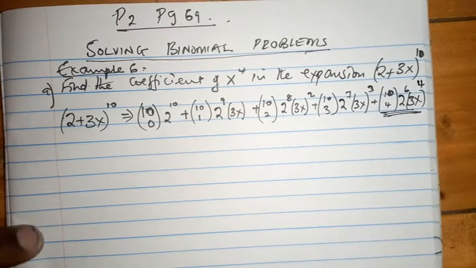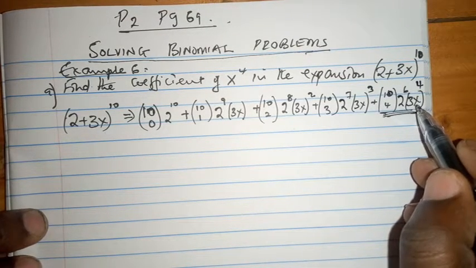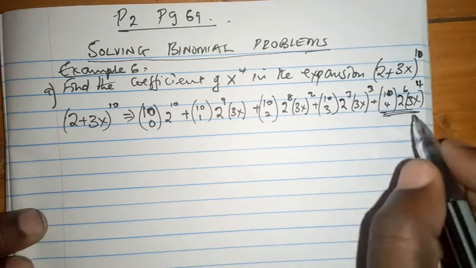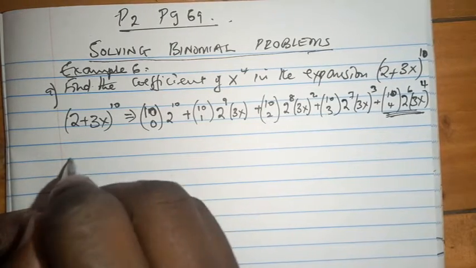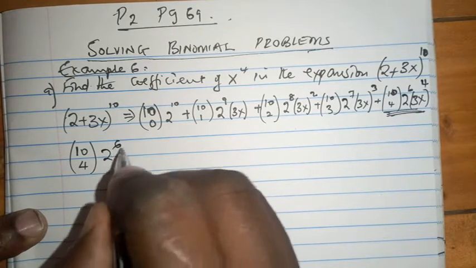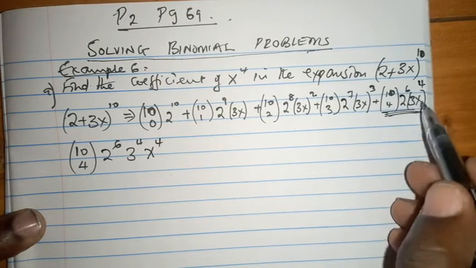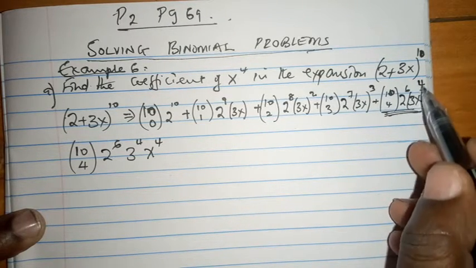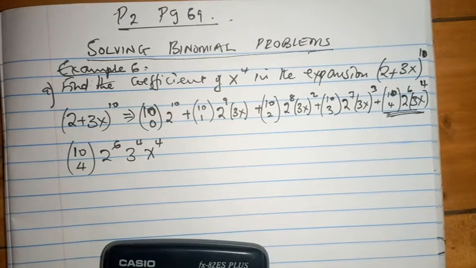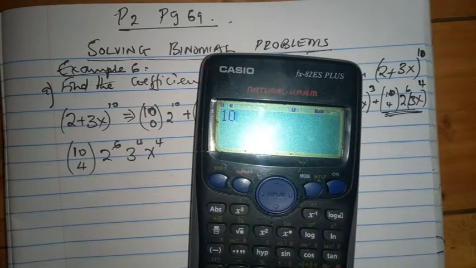Here we are very much assured that the power of x is going to be 4. Let's bring the whole term closer to the camera: 10C4, 2 to the 6, 3 to the 4, and x to the 4. After we open this bracket, you're going to have 3 raised to power 4, x raised to power 4. So our business is now to get this particular coefficient.